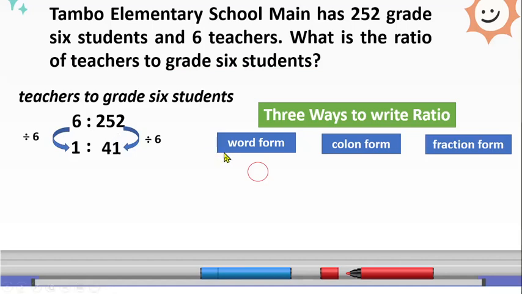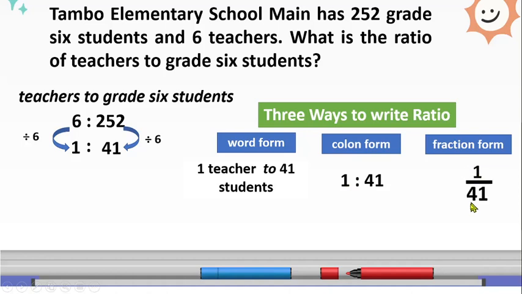So if we're going to write it into word form, we will be having 1 teacher to 41 students. Colon form, 1 colon 41. In fraction form, we will be writing 1 as the numerator and 41 as the denominator. So that's how we write ratio. Let's understand this next problem.